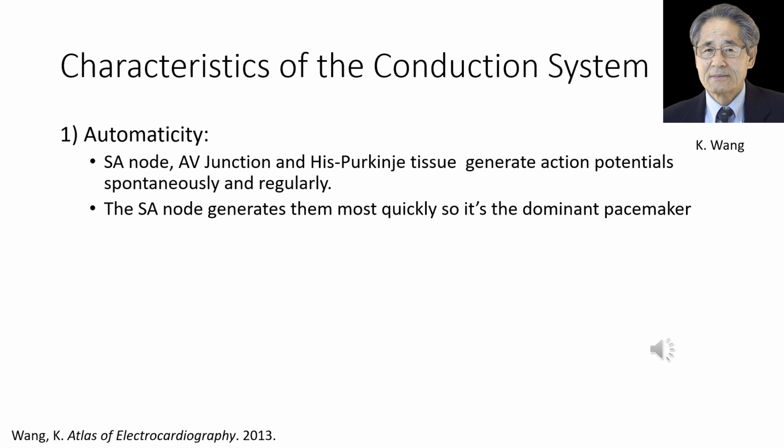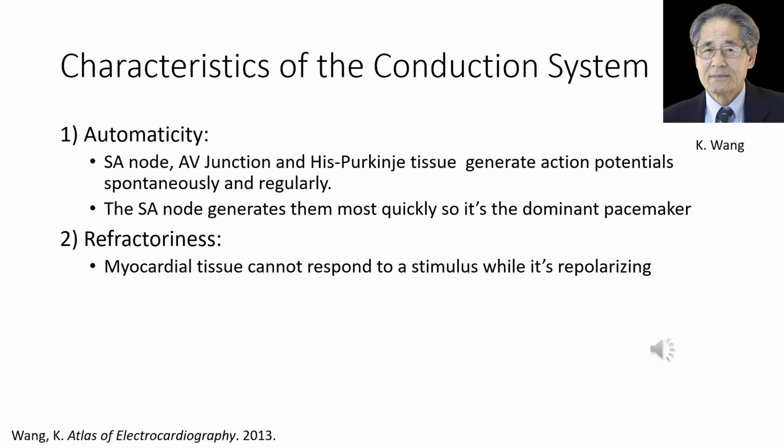First, automaticity. As we've already discussed, the SA node, AV junction, and His-Purkinje tissue generate action potentials spontaneously and regularly, with the SA node serving as the dominant pacemaker because it generates them the most frequently. Second is refractoriness. Myocardial tissue cannot respond to a stimulus while it's repolarizing.